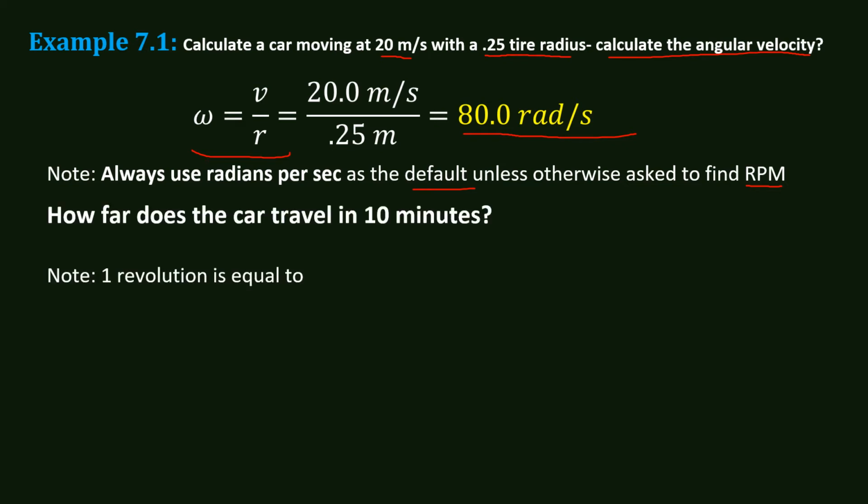How far does a car travel in 10 minutes? So here we have a car that has rotation, it has angular speed, and we're trying to find the displacement, and this displacement is going to be in meters. Note, 1 revolution is equal to 2 pi r. That's just a simple circumference equation, 1.51 meters in this case, for the tire diameter, which is 0.5.